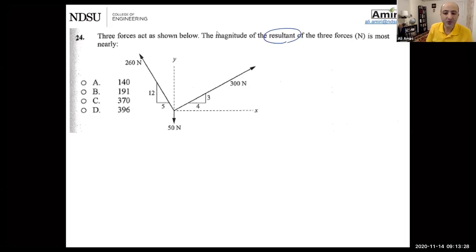Okay. We have three forces. Let's call this one 1, so we can keep track. Let's call this one 2. Let's call this one 3. I'm going to do the same thing.